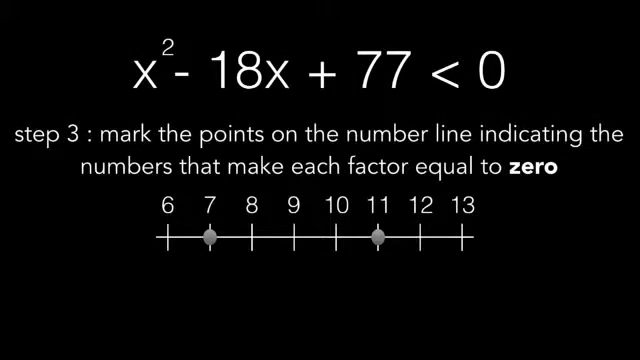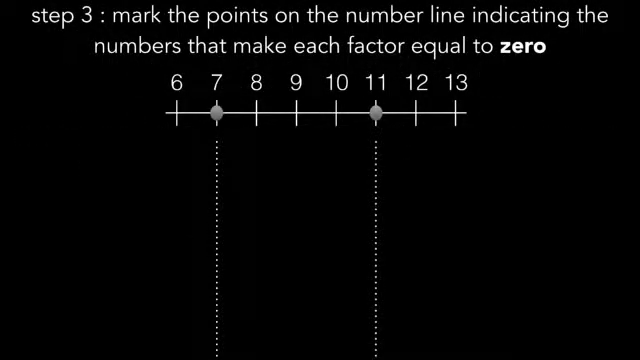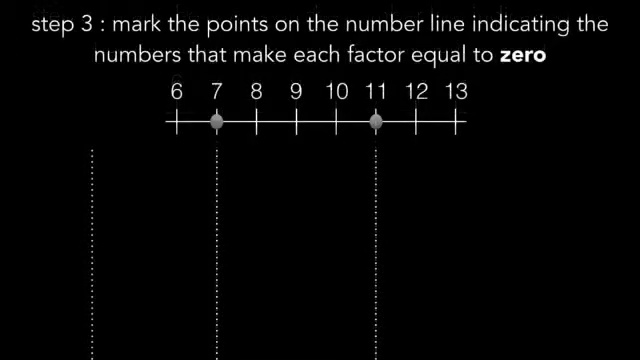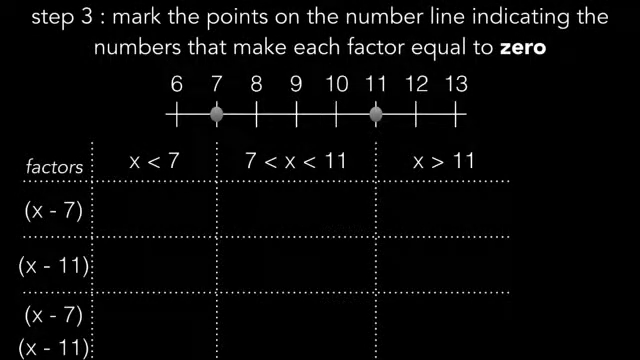Our critical points are 7 and 11, and these are the numbers that we have to mark on the number line. Now it is time to construct the graph. From our critical point, draw a line going downwards. We have two critical points, so we have two lines going downward. This is to separate it into three regions. Now we add another line going downwards, not to add a region, but to add a column for the factors of the given inequality and to label the particular regions.